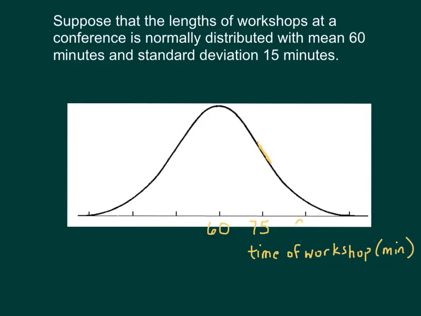And then above that would be 2 standard deviations above, which would be 90. And then on the other side, I'd have 45 minutes and 30 minutes. And that's my distribution of lengths of workshops.